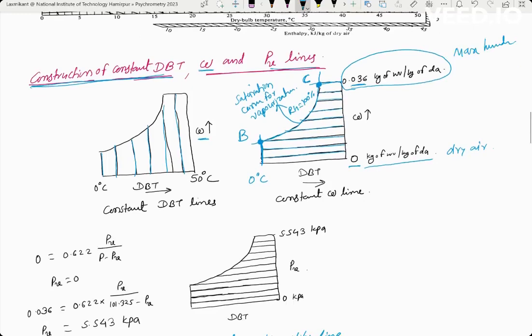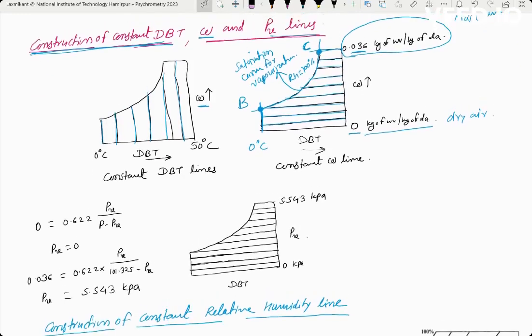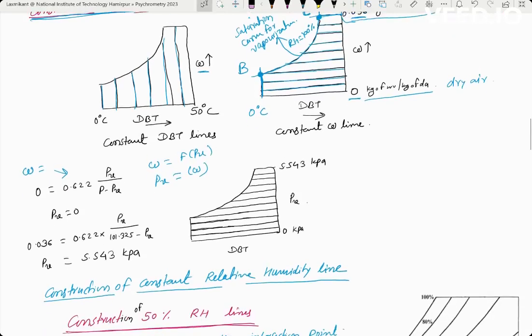We also know the relation between the humidity ratio and PV. So this is the relation: omega is equal to 0.622 PV over P minus PV. So omega is the function of PV, PV is the function of omega. So we can also plot PV on the y-axis. So the constant PV line will also be a horizontal line. So these are the constant vapor pressure lines, horizontal lines.